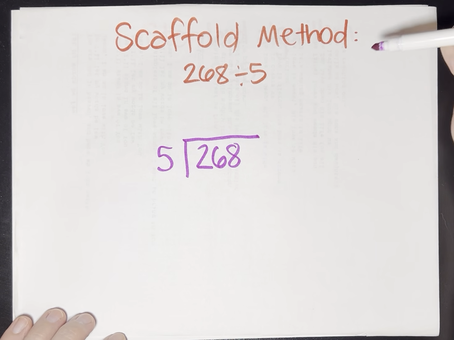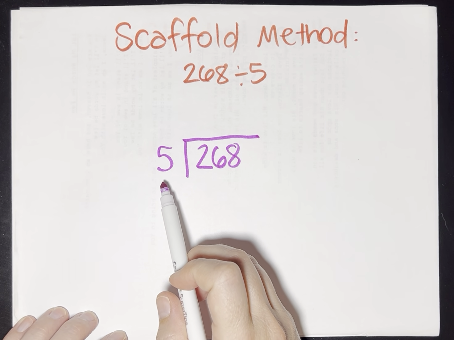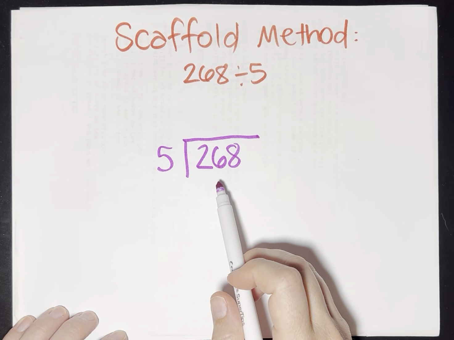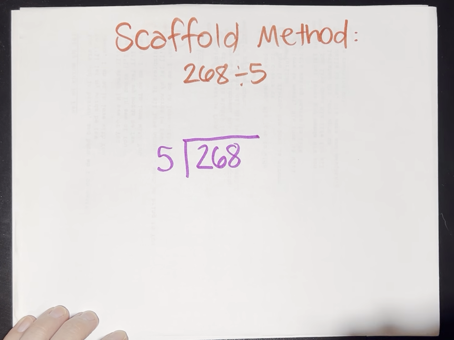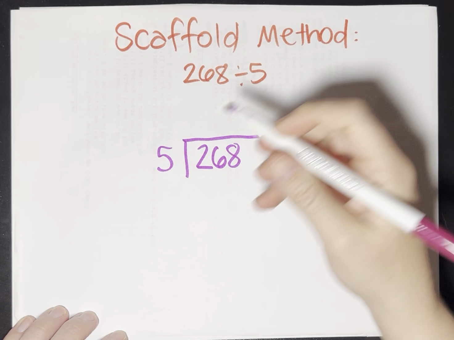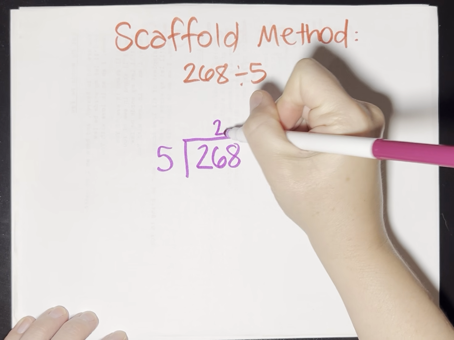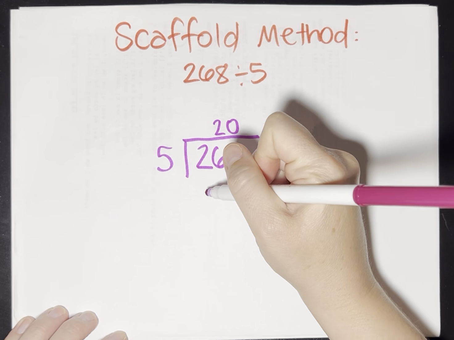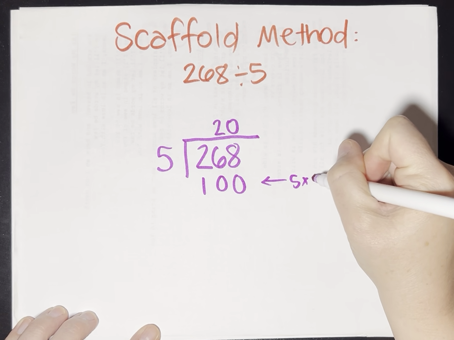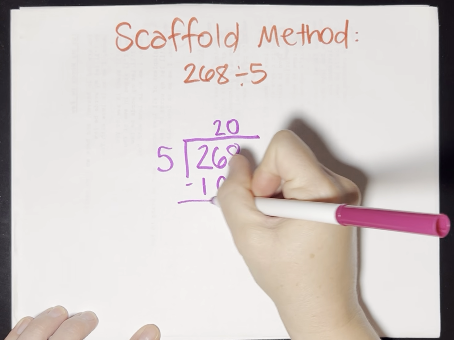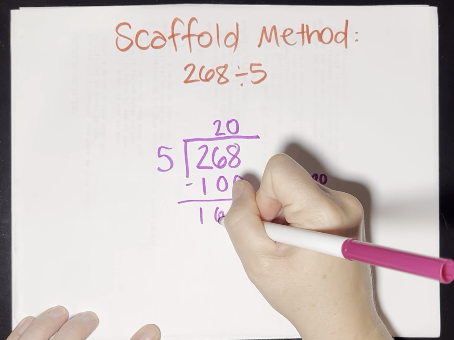Okay, so for the scaffold method, what I do is I ask myself, how many times can 5 go into 268? And I can think of any number I like. So maybe I think, well, I know 5 times 2 is 10, so 5 times 20 is 100, so I can place 100 right here. So that would be 5 times 20. And then what I do is subtract. So 268 minus 100 is 168.